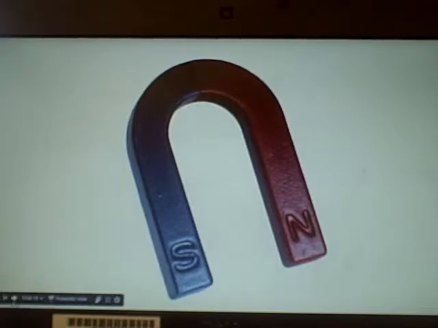How and why we decided to bend all these magnets into horseshoes, that I don't know.